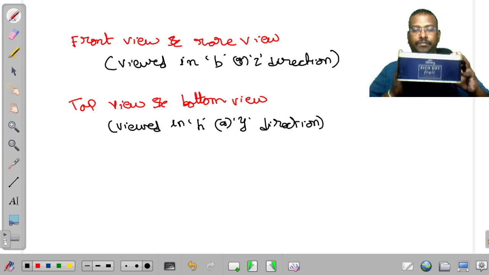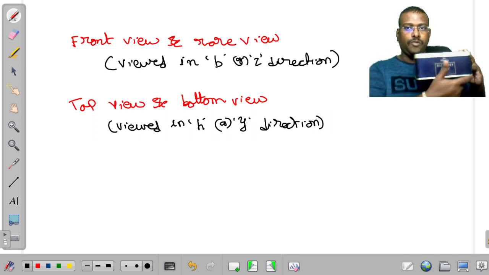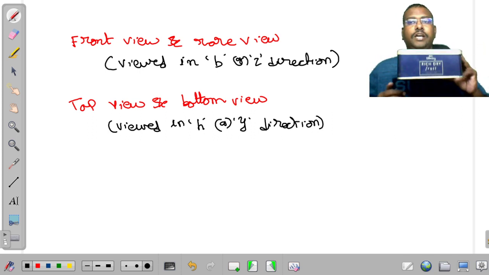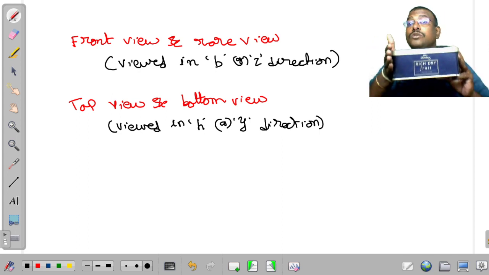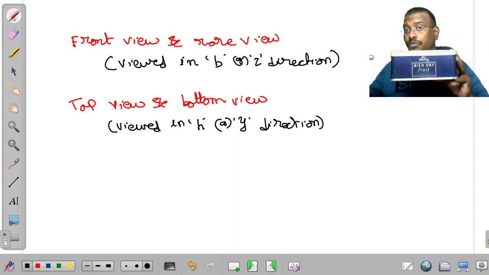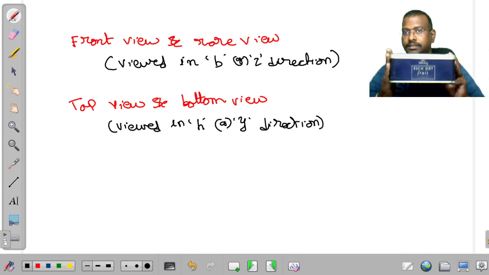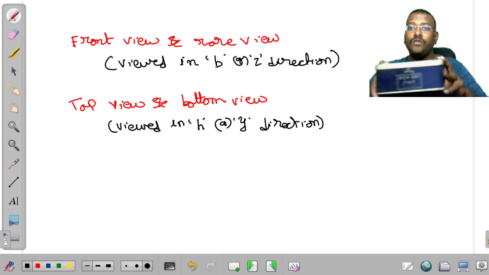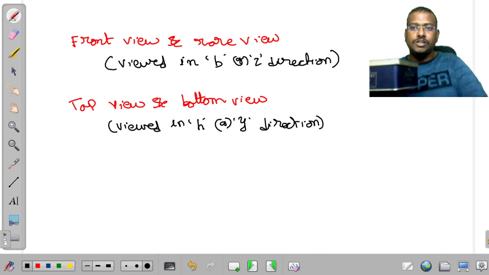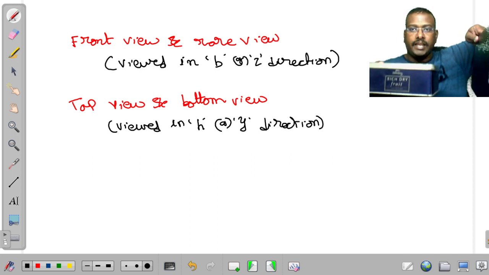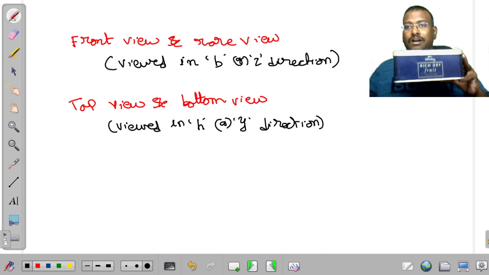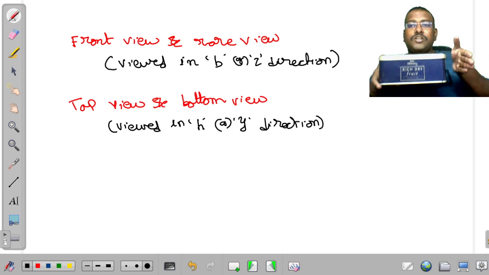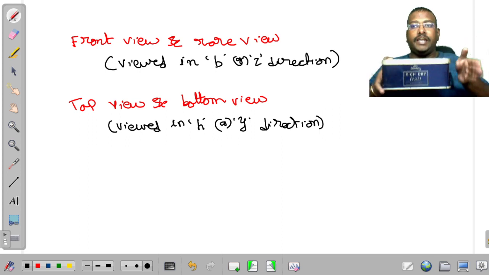Sir, this is the right side of the object. So you are the observer. If I am viewing from here, this is going to be the right side. Am I right or not? So if you view from here, this is the right side face. The right side face shadow will fall on the plane like this, which is going to be present like this. Therefore, this is called right side view.